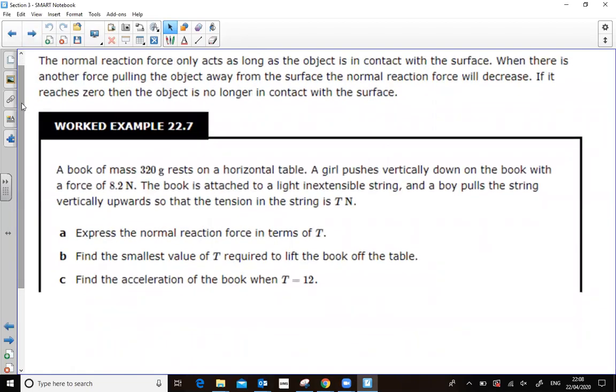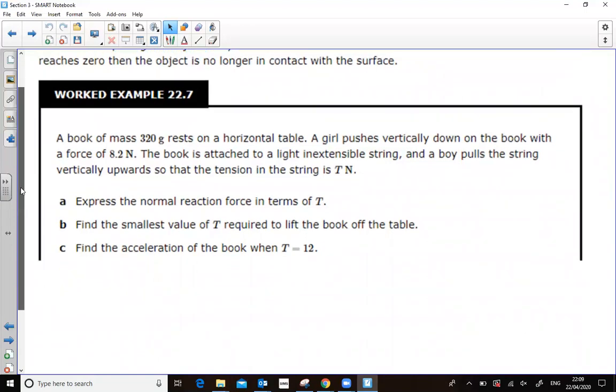The normal reaction force only acts as long as the object is in contact with the surface. When there is another force pulling the object away from the surface, the normal reaction force will decrease. If it reaches zero, then the object is no longer in contact with the surface. You might want to make a note here. If the object is no longer in contact with the surface, that means we don't have a normal reaction force anymore. So let's have a look at this example.